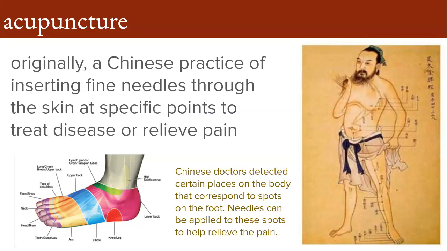Acupuncture. Originally, it was a Chinese practice of inserting fine needles through the skin at specific points to treat disease and relieve pain. You can see a couple of different models here, but doctors detected certain places on the body that corresponded to spots, for example, on the foot or the hand or the back, and the needles could be applied at those points to relieve pain.